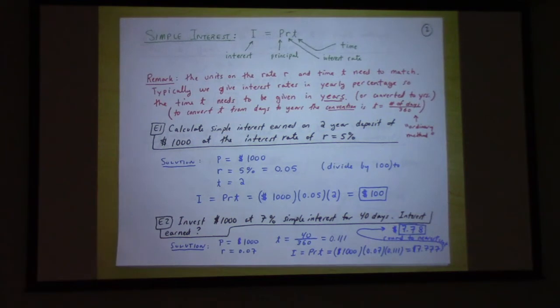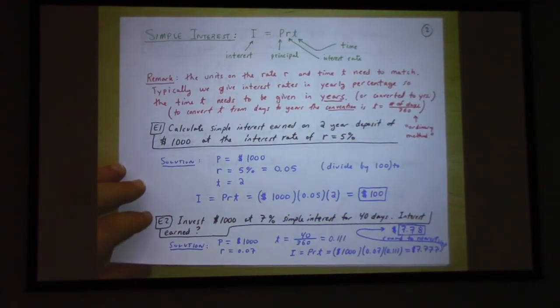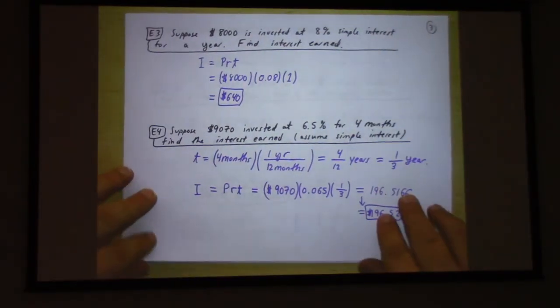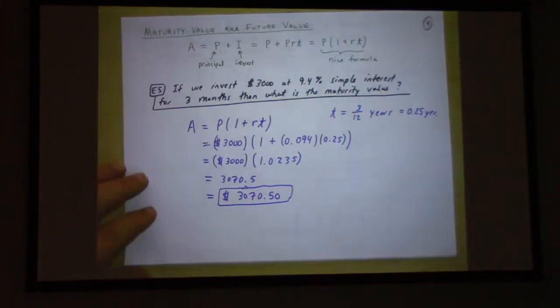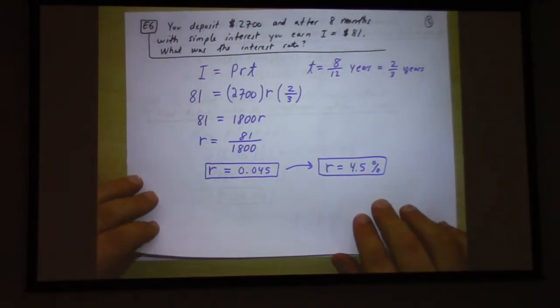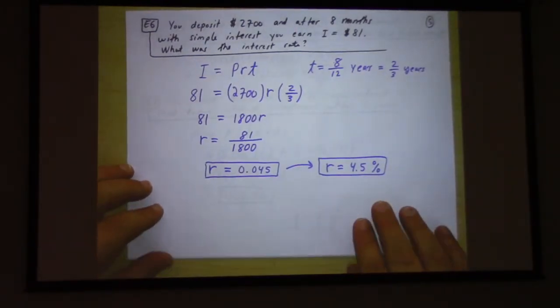So simple interest is PRT, right? I hope you guys have been able to do the homework on that. Any questions about the simple interest problems? Okay. So we went over these examples last time, right? We talked about the maturity and future value. We talked about, so this problem here.